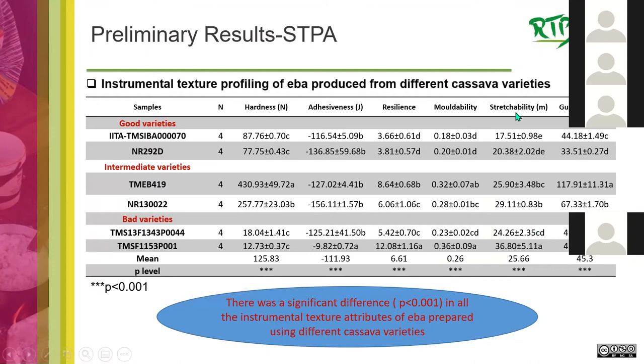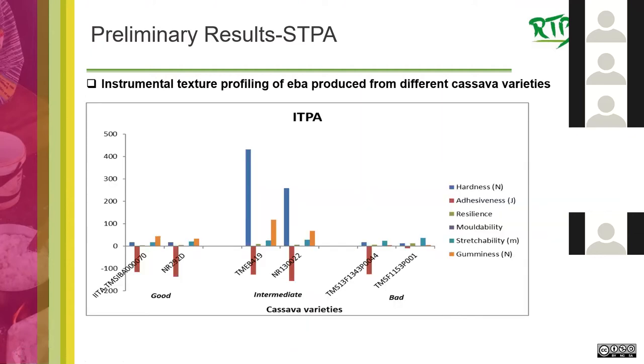So instrumental texture profiling of EBA as well. This is what we obtained from the EBA we prepared from all these different types of variety. We can see there was a significant difference in all the instrumental texture attributes of EBA prepared: hardness, adhesiveness, resilience, moldability, stretchability, and gumminess. But in terms of the sensory evaluation results, stretchability is not significant, whereas the result from the instrument is highly significant among the different types of varieties.